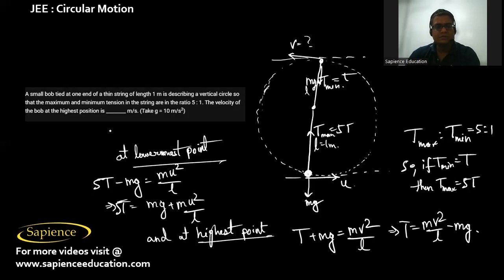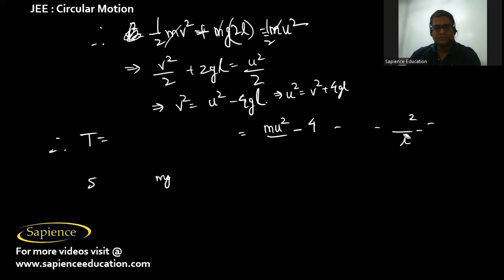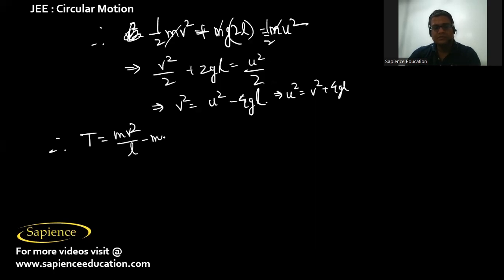So here actually we have to find the velocity at the highest position. So V has been asked. So it means we can write U in terms of V. So U square will be V square plus 4gL. So here we can say T is equal to mv square by L minus mg.